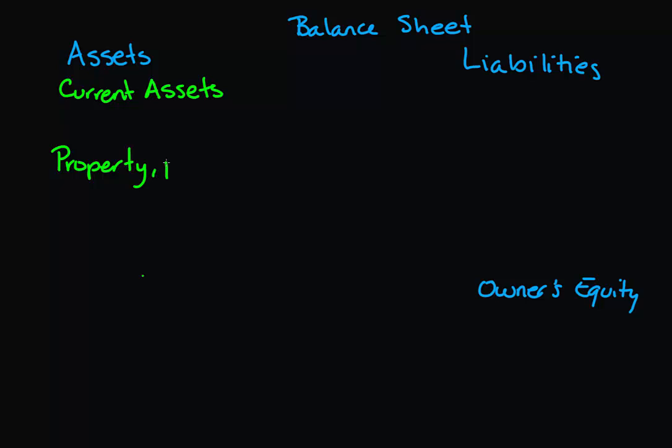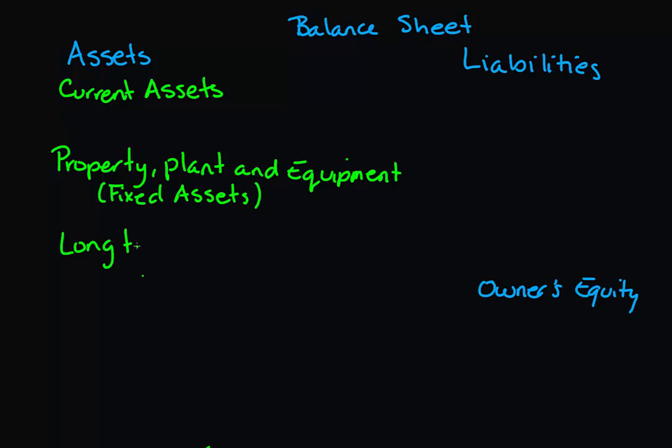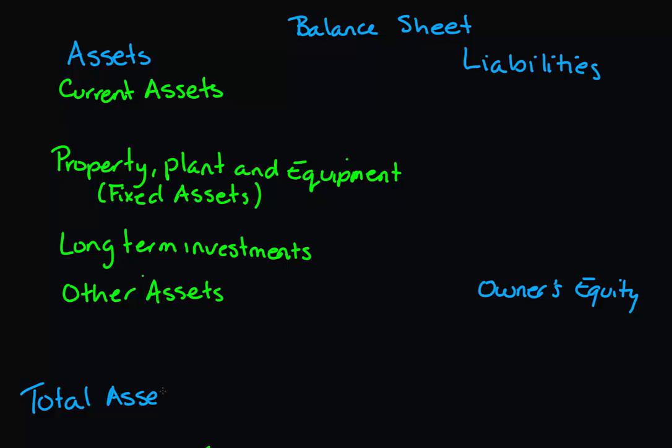And then we're going to move on to property, plant, and equipment. This category is sometimes called fixed assets. And it would be comprised of things like your land, your building, your furniture, your office equipment, things like that. Other categories of assets that are long-term in nature are long-term investments, so investments that you plan to hold for more than 12 months, and everything else goes in other assets. Each of these would have a subtotal, and then we would end our assets, of course, with our total assets.